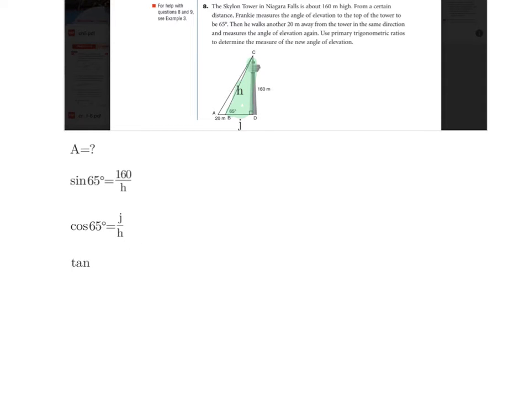And we have tan of 65 degrees, which is equal to 160, which is the opposite, over adjacent J. Looks like this is a winner. I have one variable, which is good, and it's the variable I'm looking to get. That's how you know whether to use sine, cosine, or tangent: the one that gives you one variable, and it's the variable that you're looking to get.